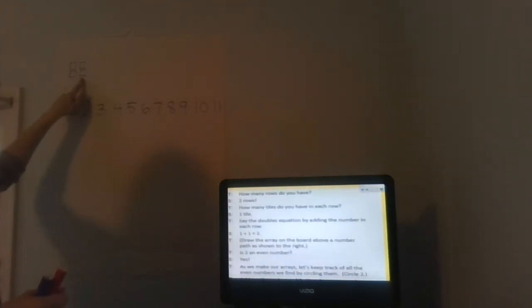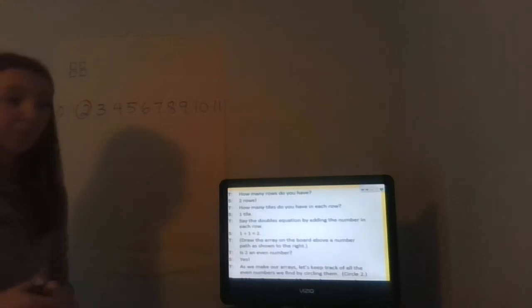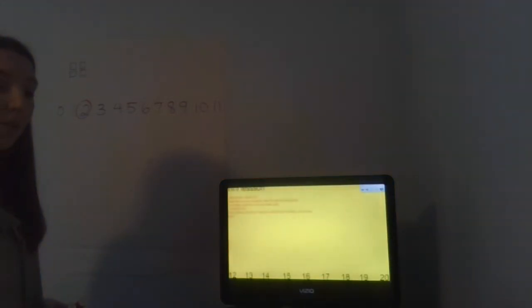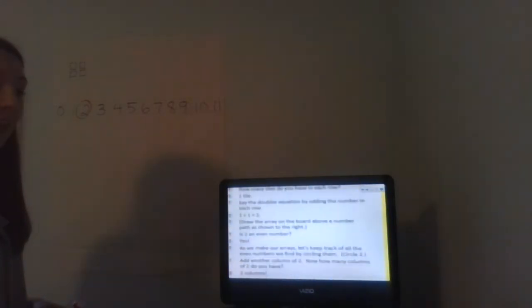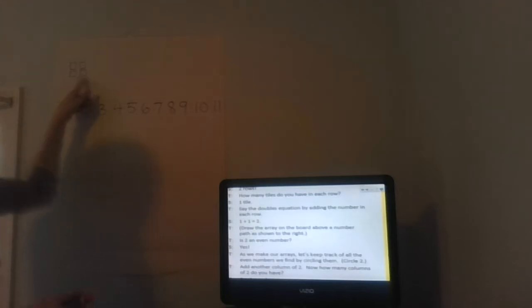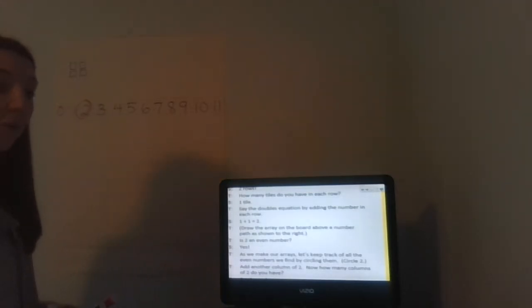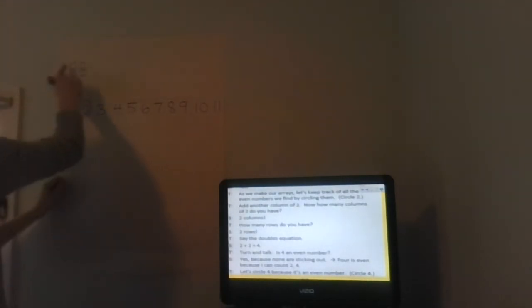Now, looking at my new array, how many columns do I have now? Well, I can see that I have 2 columns. And I look at my rows, I still only have 2 rows.